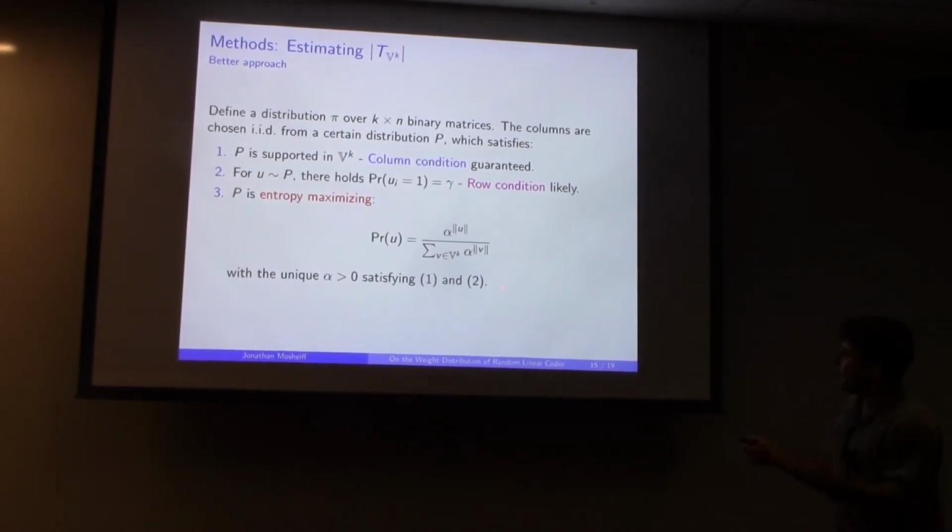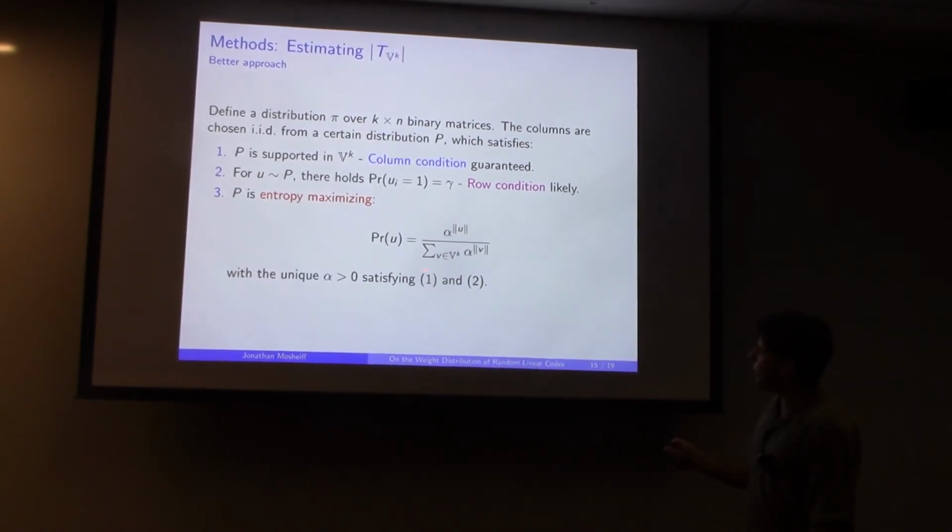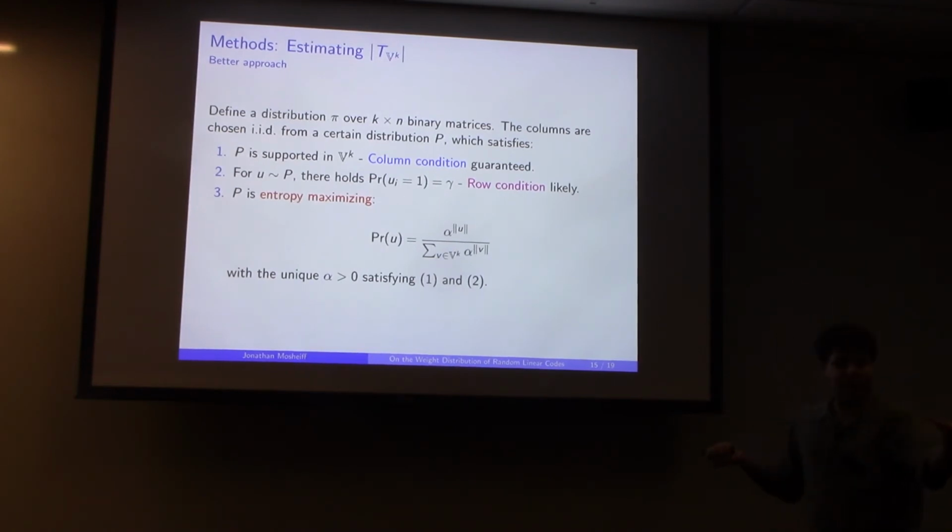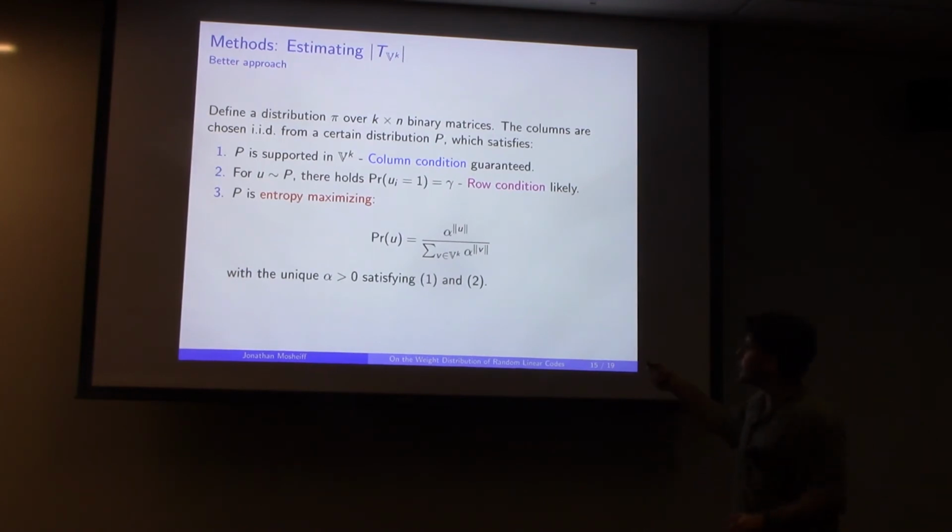So we just said, okay, take the alpha for which this 2 holds. What does this basically mean? It just means that we give each column vector a weight, some alpha to the u, something exponential in its weight, and then we normalize this to get a probability distribution. Okay, and the distribution like this, which satisfies 2, has maximal entropy, and we took that distribution.